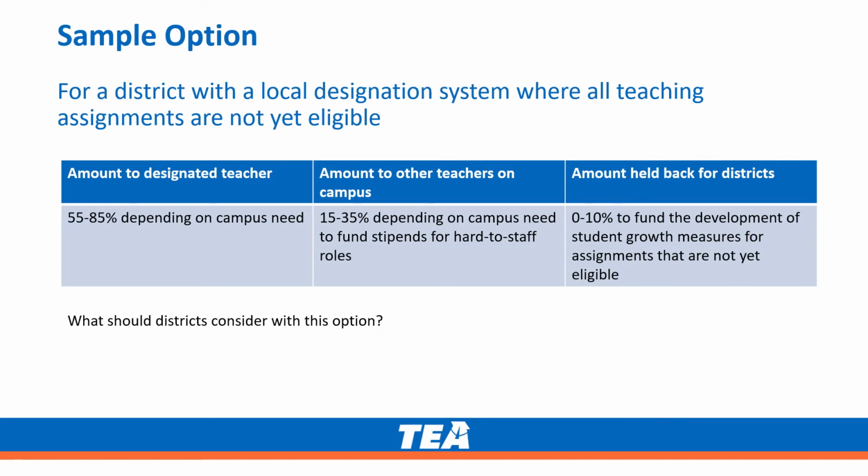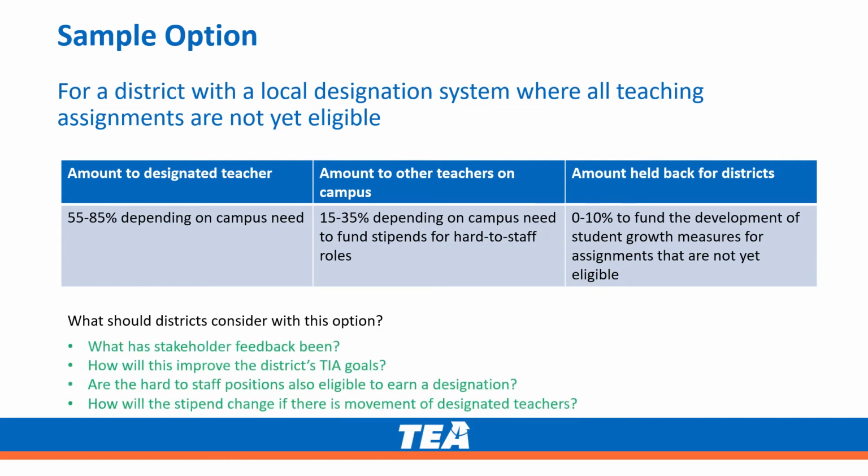This district has also decided to use 15 to 35% on the campus to fund stipends for hard-to-staff roles. And then this district has decided to hold back 0 to 10% to fund the development of student growth measures for assignments that are not yet eligible. This district should consider the following.